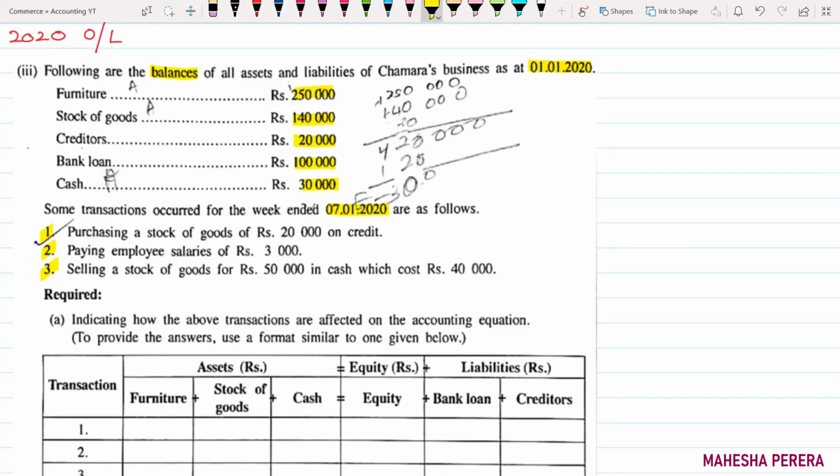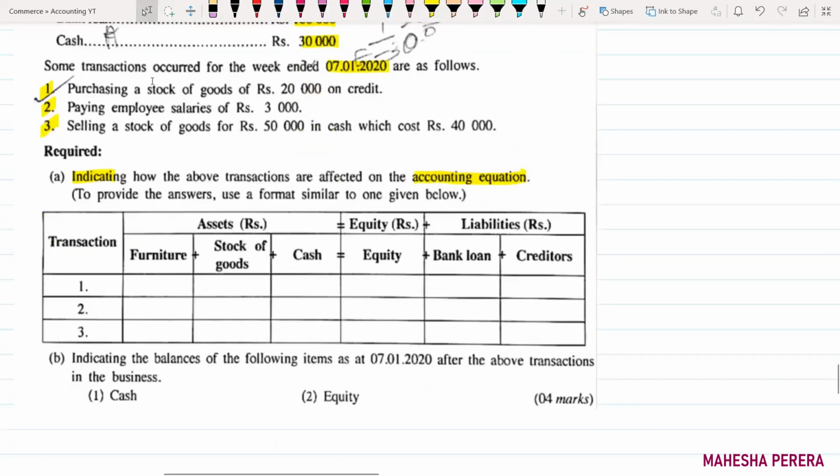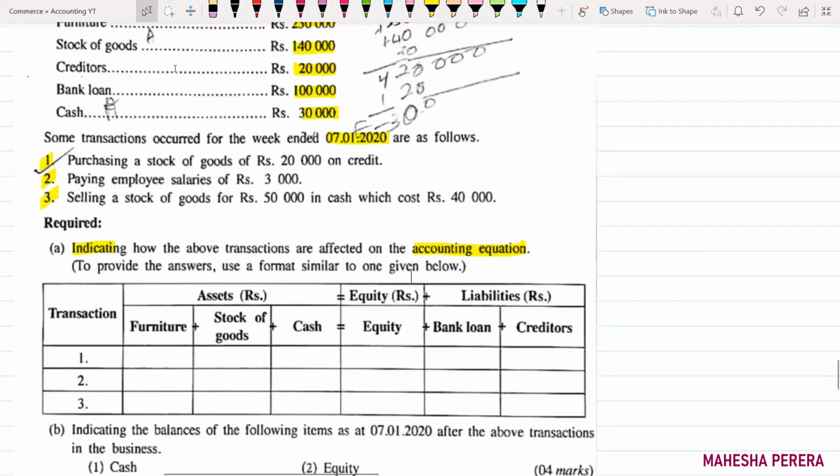And then we are required to indicate how the above transactions are affected on the accounting equation, right? To provide the answers, use a format similar to one given below. So you know what to do first. You need to copy this table into your answer sheet. And then you need to write the impacts of each transaction. Right, so I'm going to answer on the paper itself.